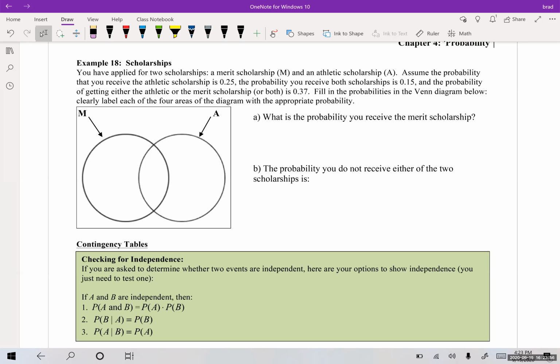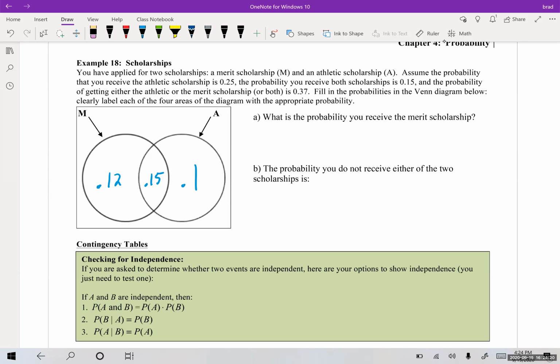All right, so you should be back from your pause. Hopefully you gave it a shot. Your labeling should have gone like this: 0.12, 0.15, 0.1. Let's read where all this comes from. You have applied for 2 scholarships, a merit scholarship, M. This is our merit scholarship, and an athletic scholarship.